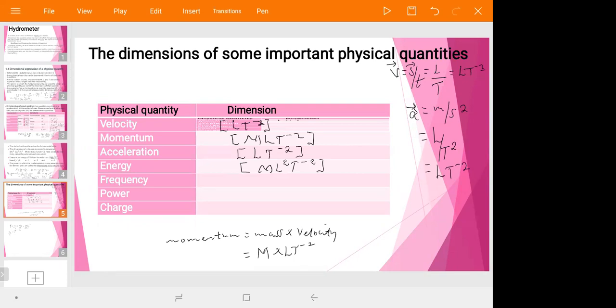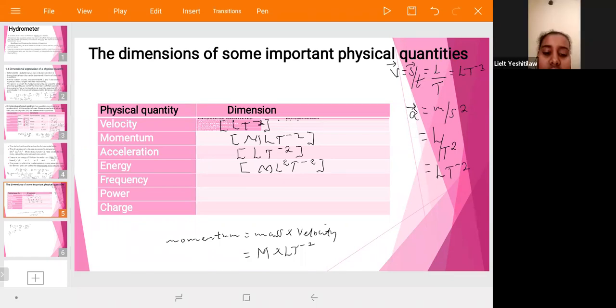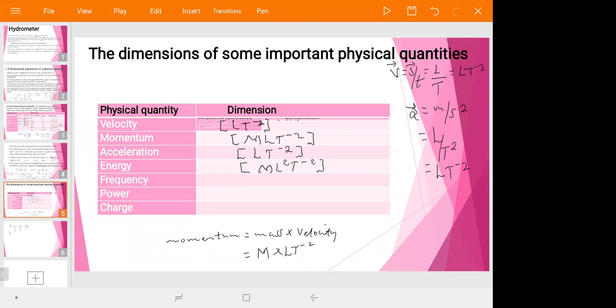What about frequency? Do you know frequency? Frequency is T minus 1. Frequency means per second, and per second means 1 over T, so T minus 1.